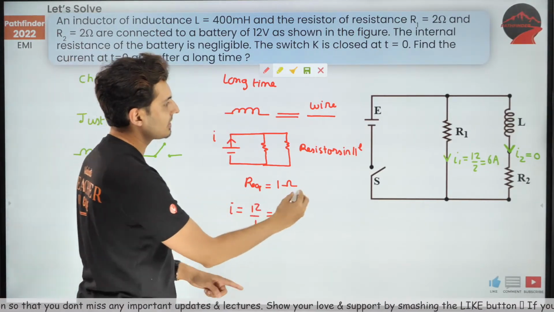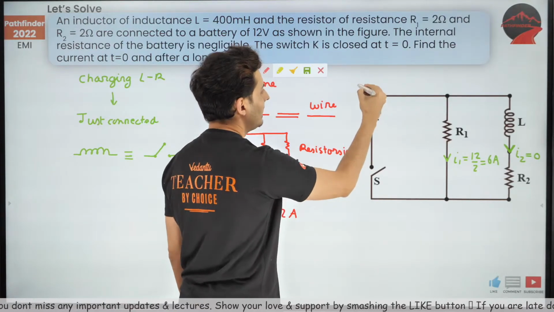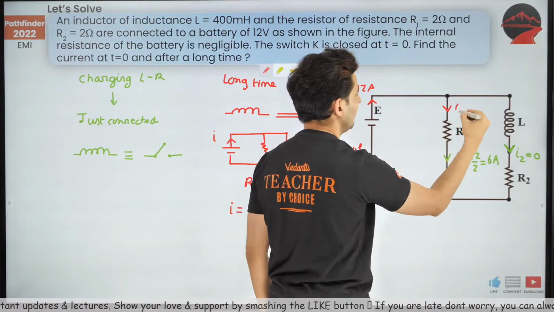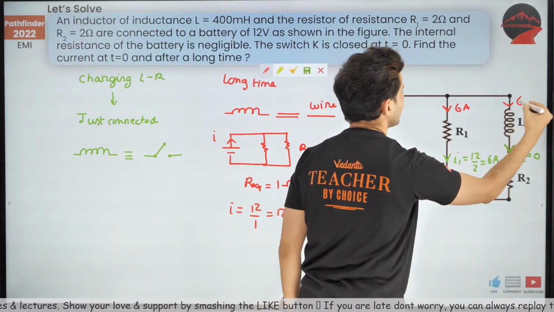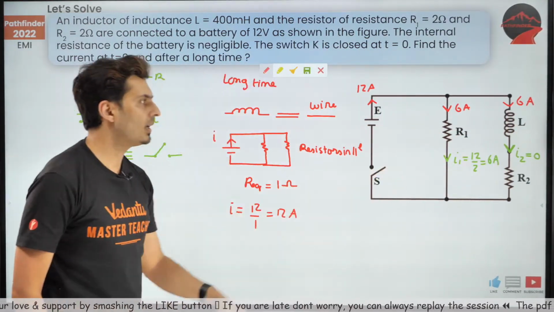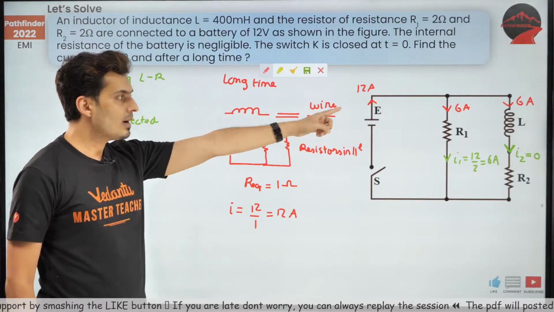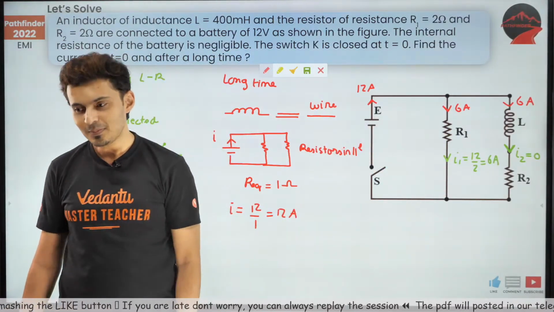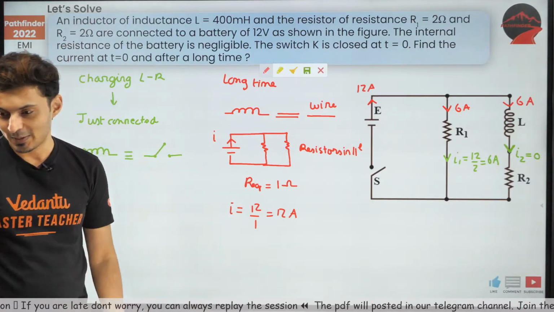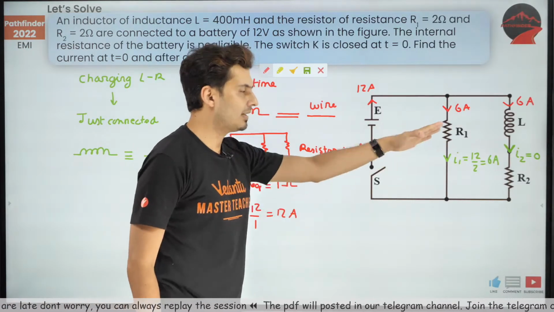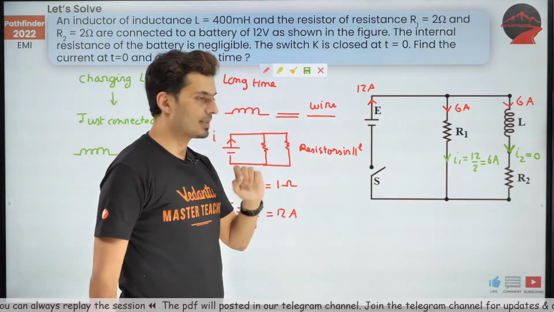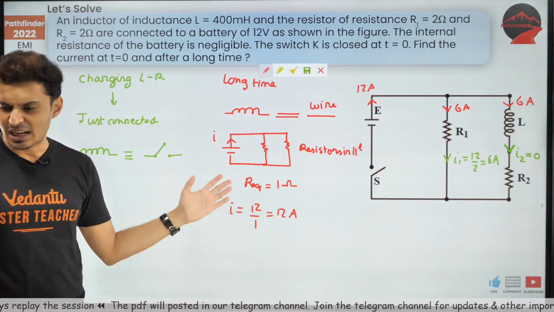So 12 amperes current will flow through the battery, but that current will get divided in both of them as 6 amperes and 6 amperes because the resistors are equal. That's why, that's the final answer. Understood? No, it is not 6 and 12, it's 6 and 6 only. Okay, yeah, 6, 6 and 12, that's how it is. Initially it was 6, 0 and 6. That's how it works. Understood or clear?